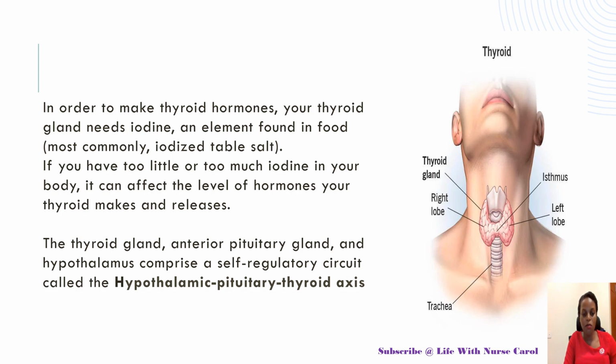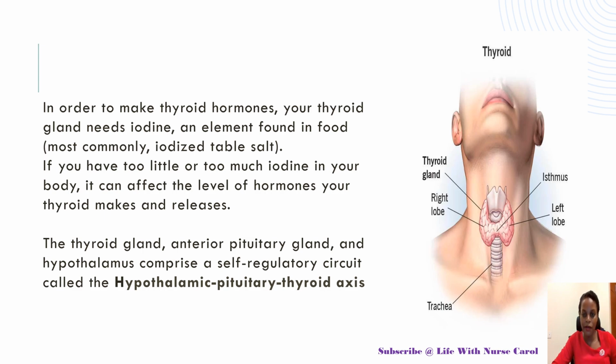The thyroid gland, the anterior pituitary gland, and the hypothalamus comprise a self-regulatory circuit called the hypothalamic pituitary thyroid axis. A circuit, unless it's complete, doesn't perform. So anytime it's broken, it will not perform as it should in normal circumstances. The hypothalamic pituitary thyroid axis helps us regulate the amount of thyroid hormones and the effect of the thyroid hormones seen in the body.